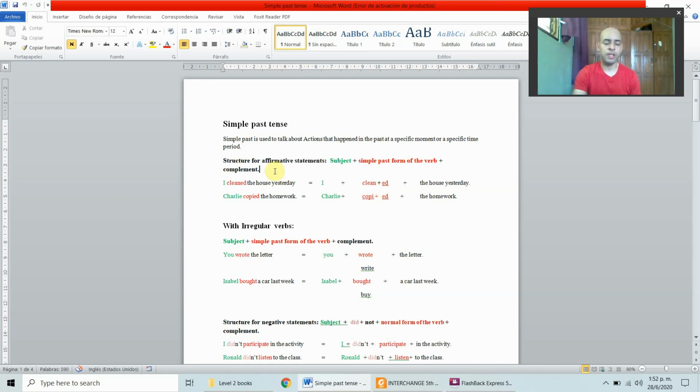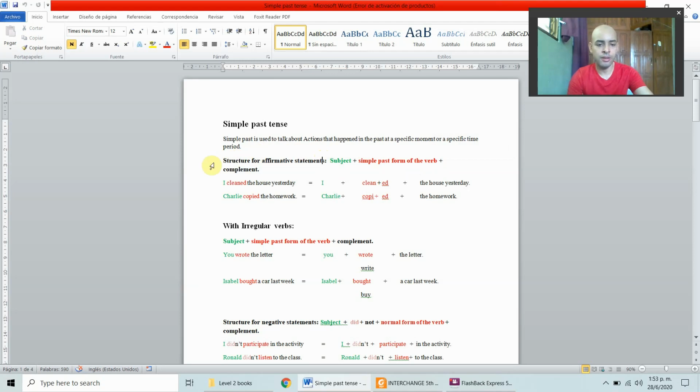So let's continue with the simple past tense. So we have seen this. So we're going to begin with the structure for affirmative statements with the simple past form of the verb. So the structure is the subject, the simple past form of the verb. We know how to create the simple past form of the verb. We just have to add ed at the end of the verb. This is with regular verbs.